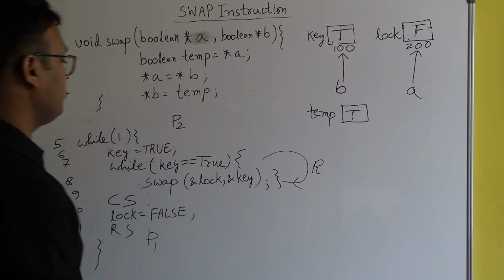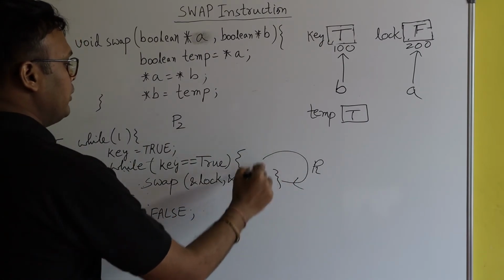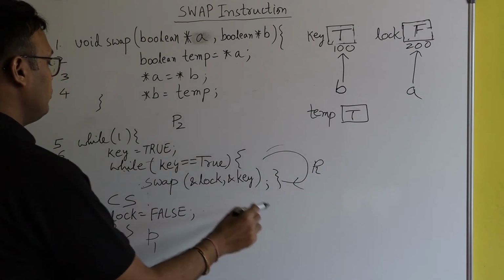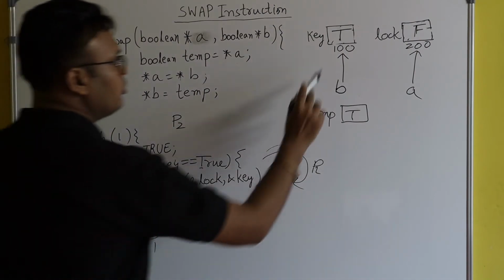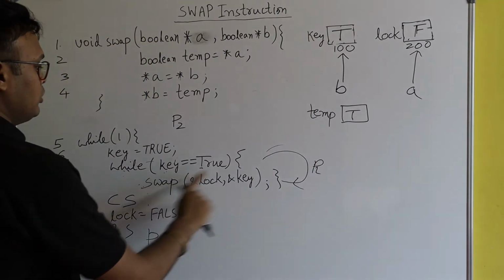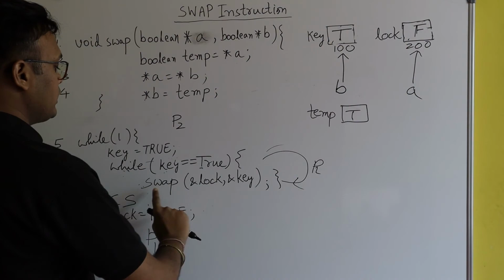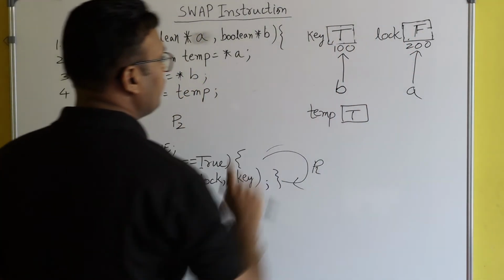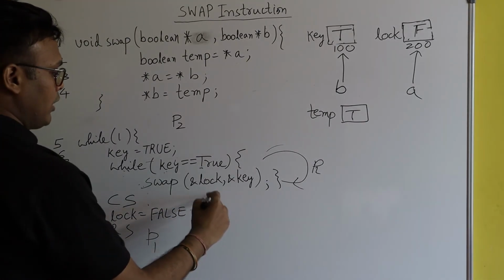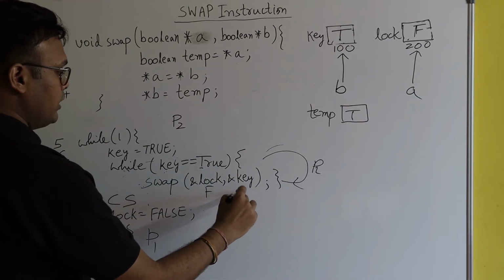How do you see? P2 has got stuck inside the while loop. So again P2 will check the condition while key is equal to true. True, yes. So again P2 will call this swap function. Now you see the value of lock is false and the value of key is true.